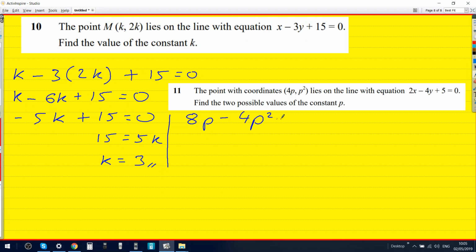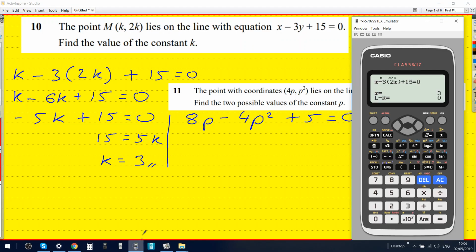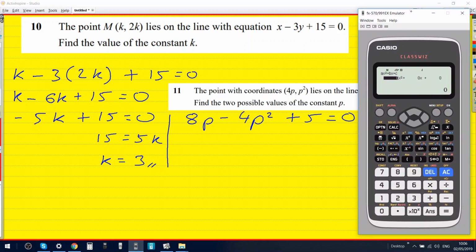Yeah. And can you calculate solve quadratics? No, I don't think so. Just get one that does. Will you get one that does? Yeah, I do need to before my exams.